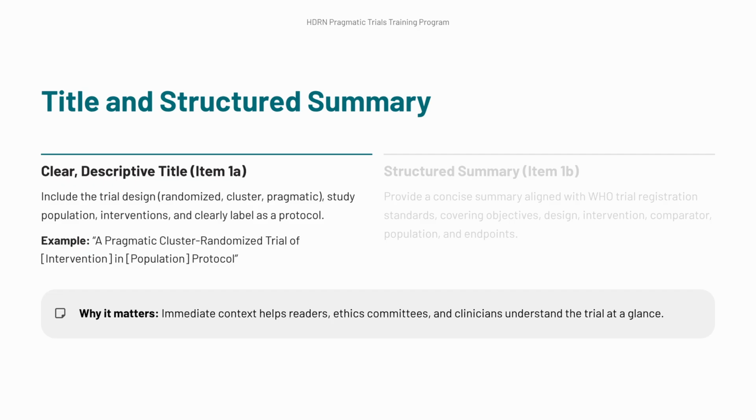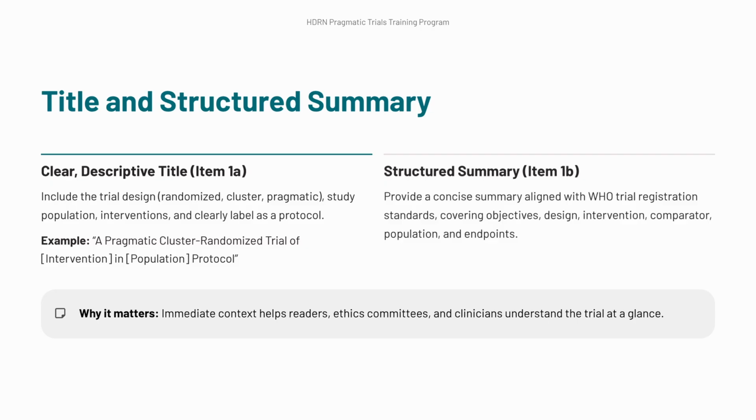First up, the title. SPIRIT Item 1A says the title should mention the trial design, the population, and the interventions, and indicate that it's a protocol. Putting pragmatic trial right in the title is a good idea, so readers know up front that the trial is embedded in a routine care setting.